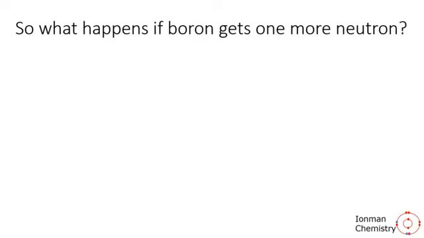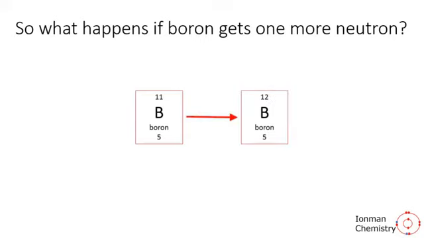What about if boron gets one more neutron? So again, here's boron as you would find it in the periodic table, and here it would be if it forms an isotope. It's still got 5 at the bottom because the number of protons haven't changed, but we've given it an extra neutron. And I think I just told you, we call this an isotope.